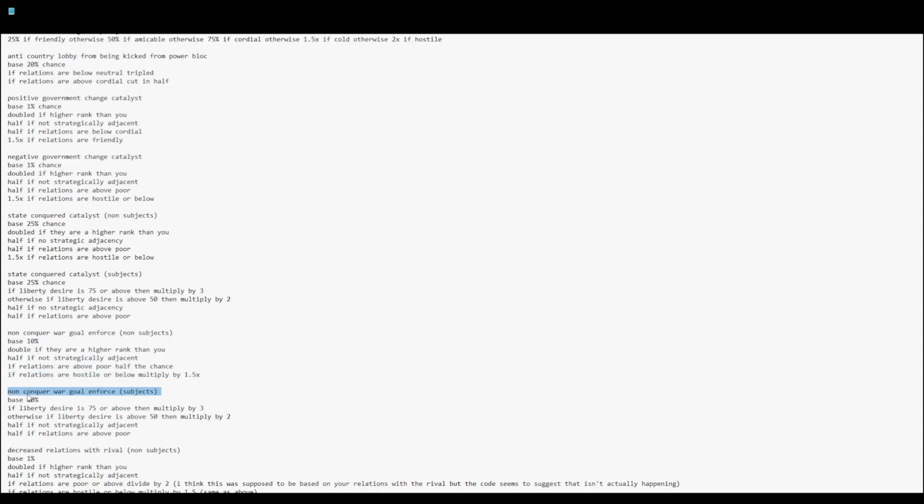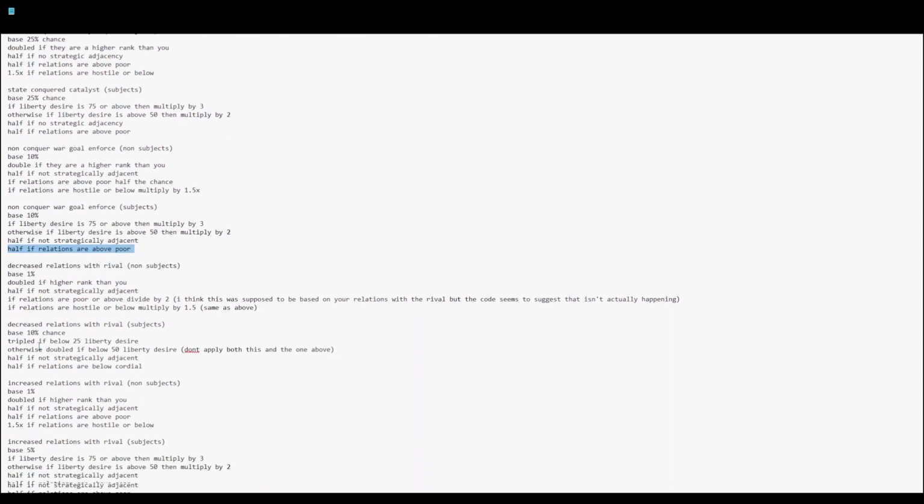Non-conquer wargoal enforce. This one's got a base of a 10% chance. This one's against subjects. If liberty desire is above 75, then multiply by 3. If liberty desire is above 50, then multiply by 2. Half if not strategically adjacent, half if relations are above poor.